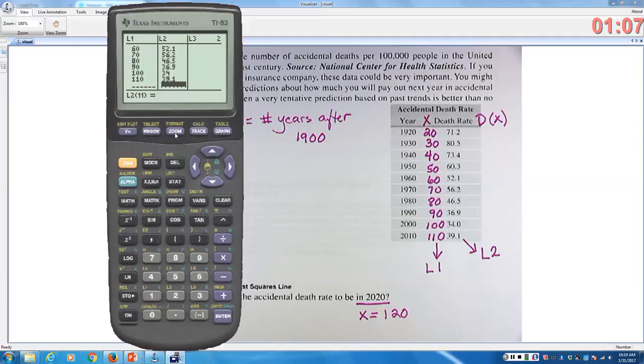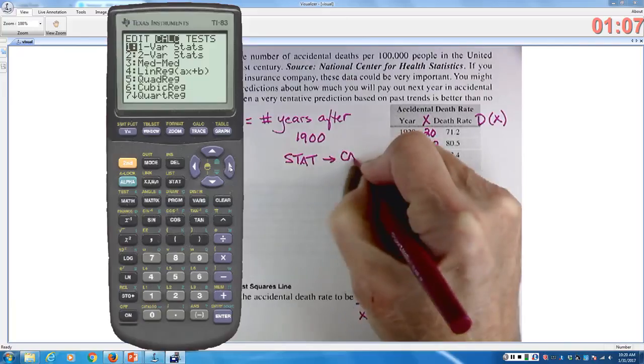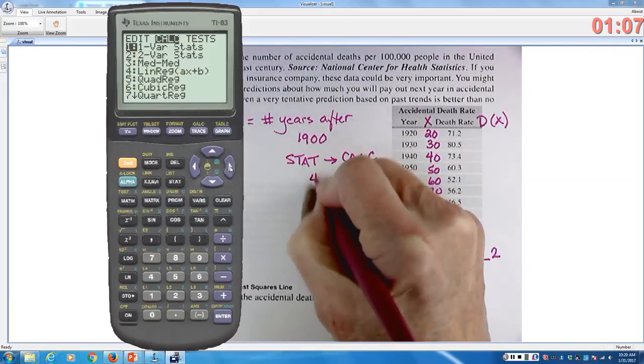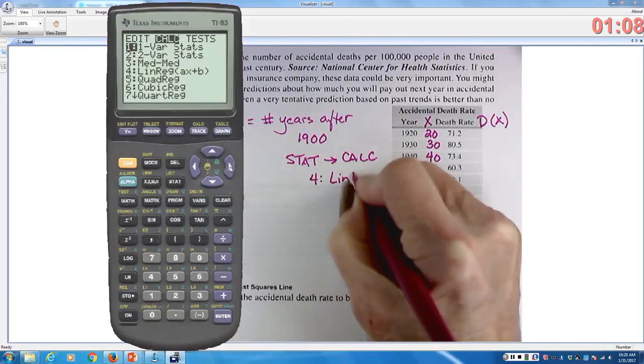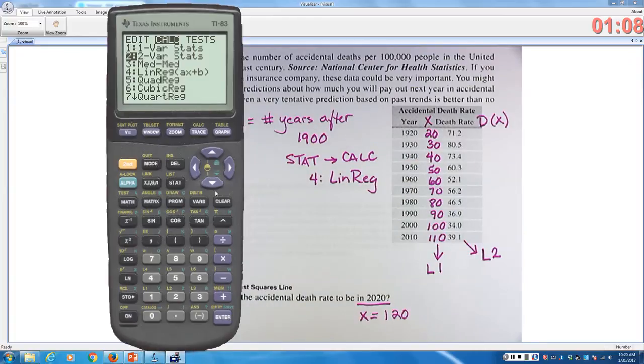Okay? And we only got about 1 minute left, so we're going to have to come back to this. But I'm going to leave all this stuff in here. What we're going to do to come up with the equation is we're going to hit Stat and right arrow to Calc. Go down and choose number 4, which is linear regression. Hit enter.